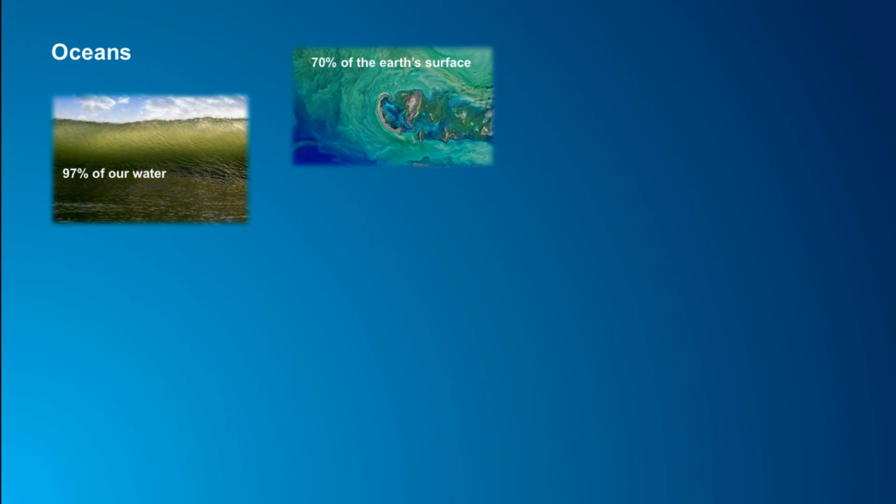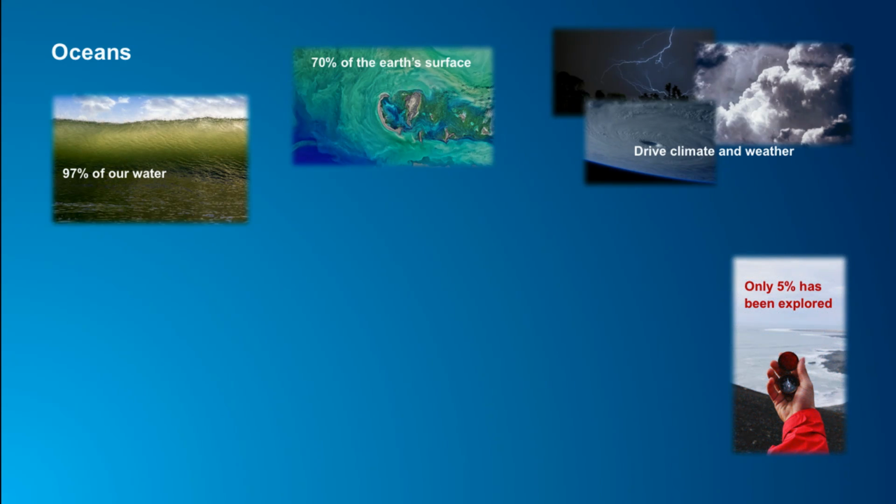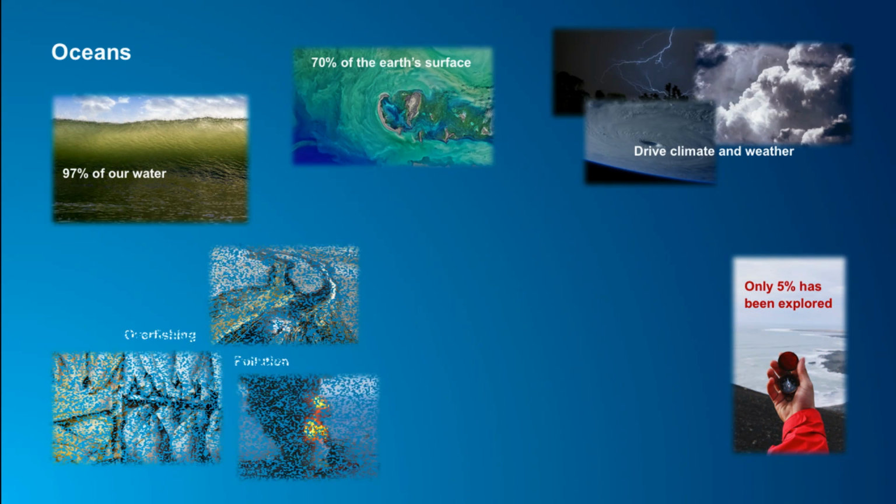Before I can get started talking about EMUs, I need to give you some background on oceans. So oceans provide us with 97% of our water. They occupy 70% of the Earth's surface. And they drive climate, weather, and are tightly connected to life on the planet. Yet, despite all this, only 5% of the ocean has been explored.